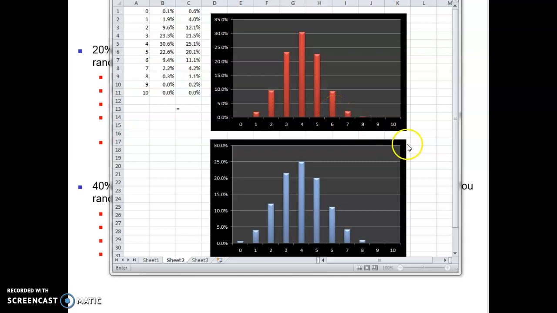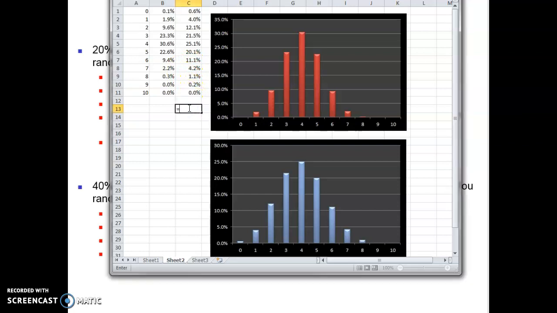To get the probability of greater than 6 females, you would simply sum the probabilities of 7, 8, 9, and 10. And you can do that on your own.